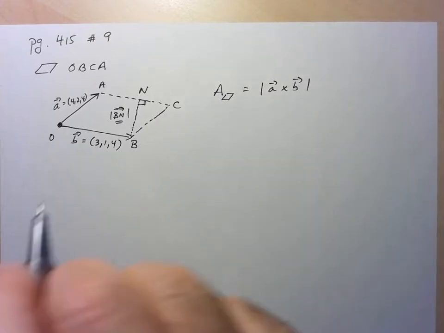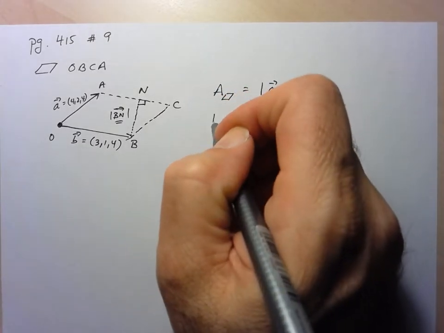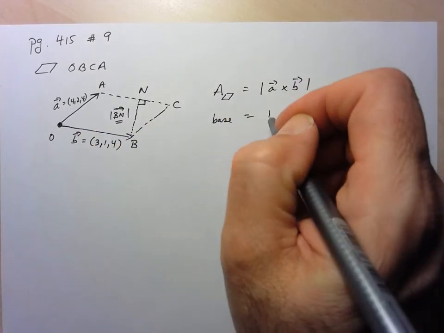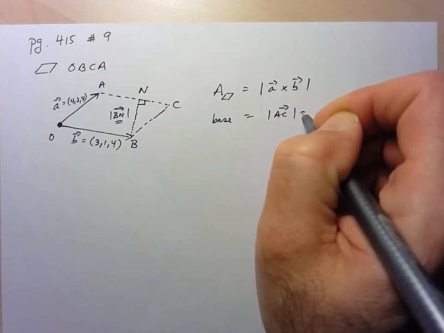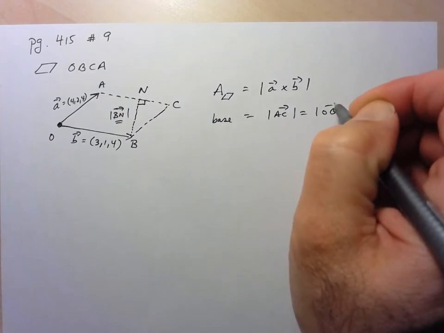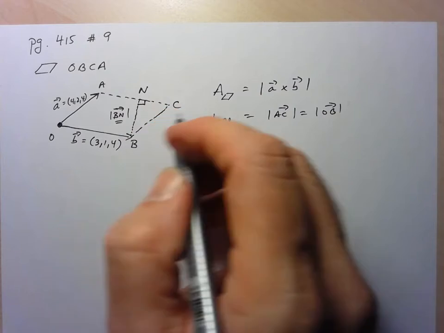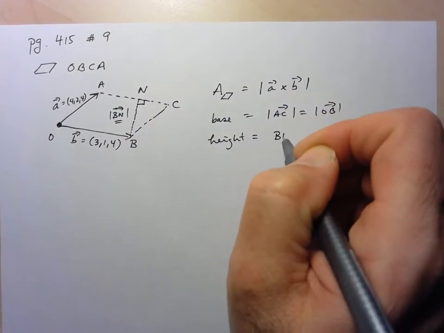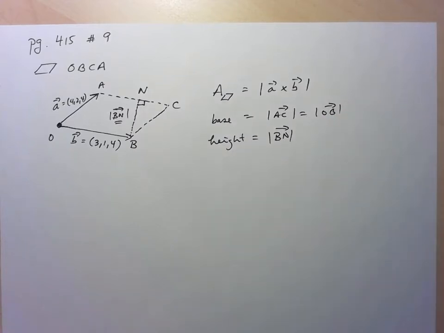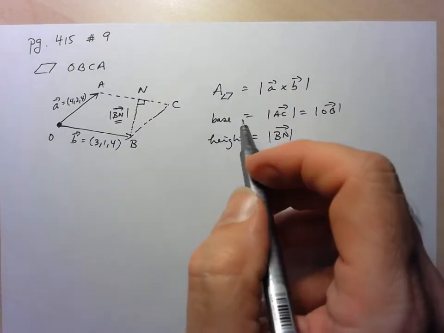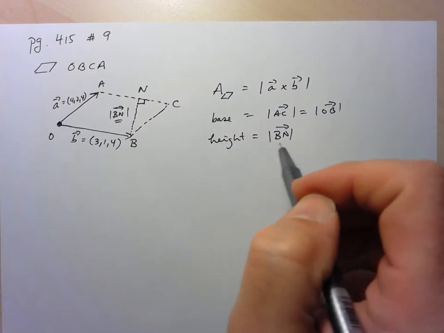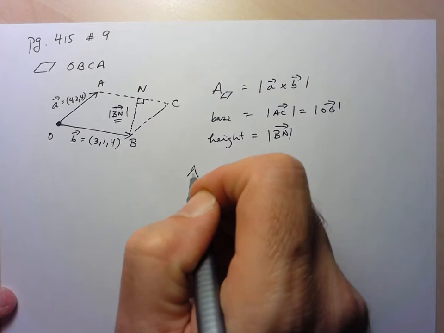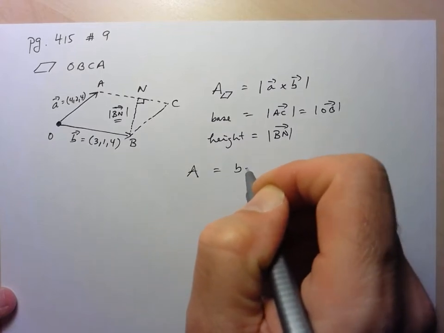We know that the base of the parallelogram, if this is the height that I'm using, is just going to be the magnitude of AC, which is the same as the magnitude of OB. And then the height is just that length that we're looking for, the magnitude of BN. Of course the relationship is area is equal to base times height. You can solve for BN. So, area is equal to base times height.